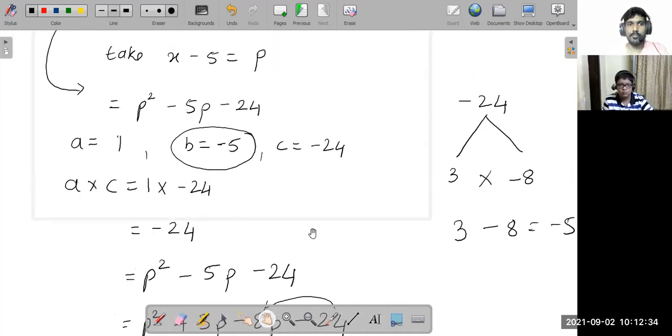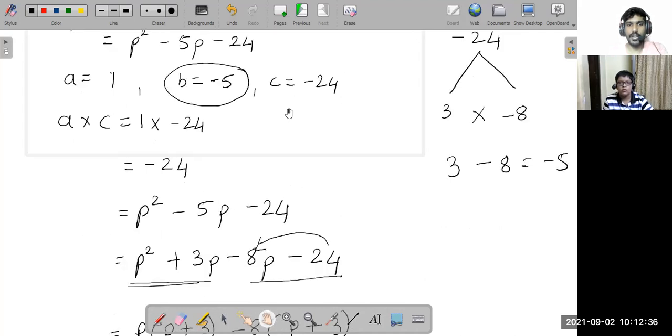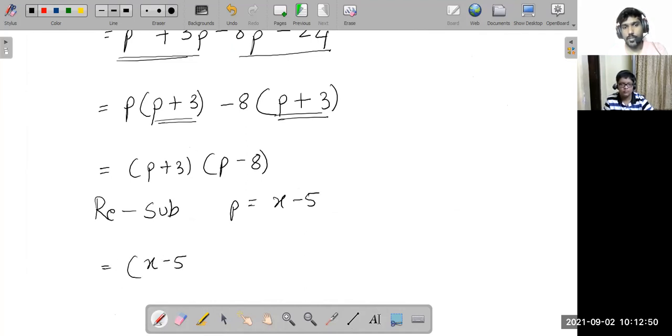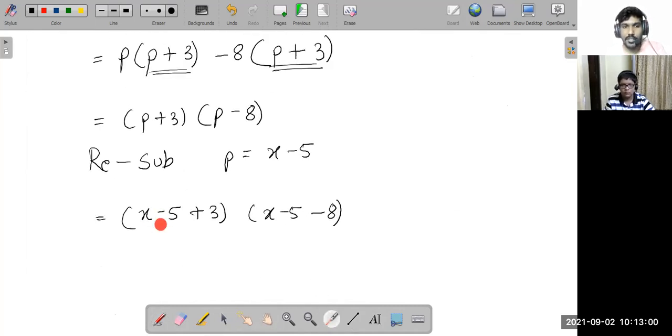What is P? P is x minus 5. Resubstitute. Okay, resubstitute P as x minus 5. So here you get x minus 5 plus 3, x minus 5 minus 8. Got it?